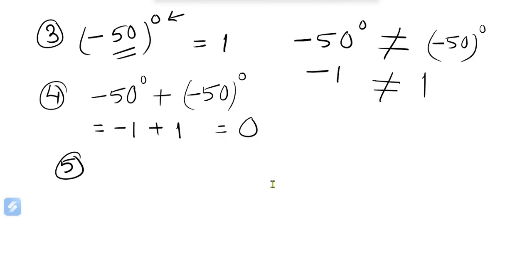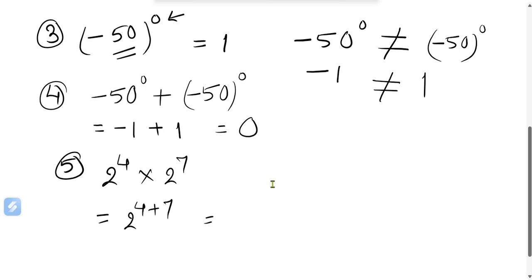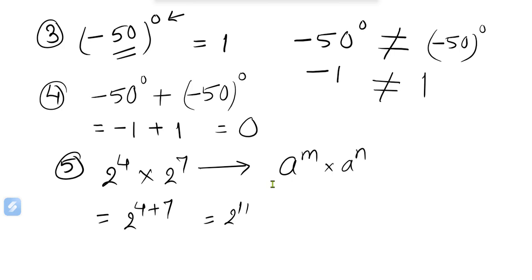If 2 has power of 4 and is multiplied by 2 power of 7, that is now 2^(4+7), and that is equal to 2^11. Once again, this is the law of indices where we have a^m times a^n, then same base, but we add the 2 indices.